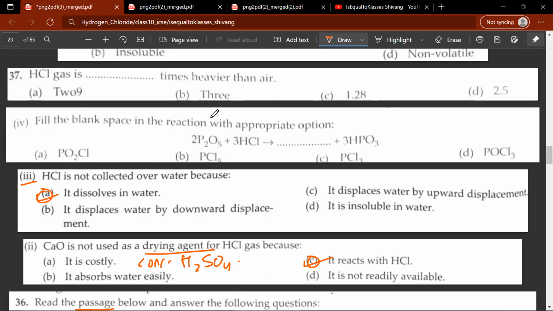Fill the blank space in the reaction with appropriate options. So you have 2 P2O5 plus 3 HCl. So this is a case wherein P2O5 reacts with HCl. So this is a case where you use P2O5 as a drying agent instead of H2SO4. So this reaction is basically to demonstrate what happens if you use P2O5 as a drying agent. So 2 P2O5 plus 3 HCl gives dash plus 3 HPO3. So the correct answer for this would be D, POCl3. Ideally, you don't want your drying agents to react with substances like HCl. You only want to use them for one purpose, that is drying agent.